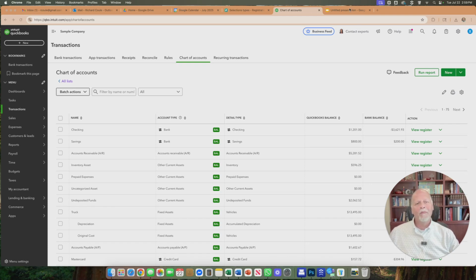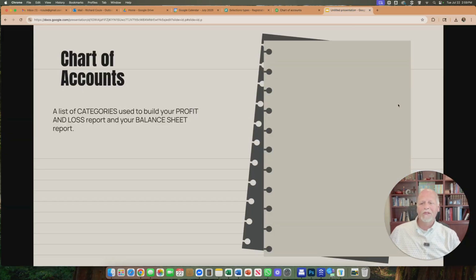First of all, let's talk about what the chart of accounts does for your business. The chart of accounts is a list of categories used to build your profit and loss report and your balance sheet report. And if you're in the nonprofit world, you'll know the profit and loss report as a statement of activities and your balance sheet report as a statement of financial position.